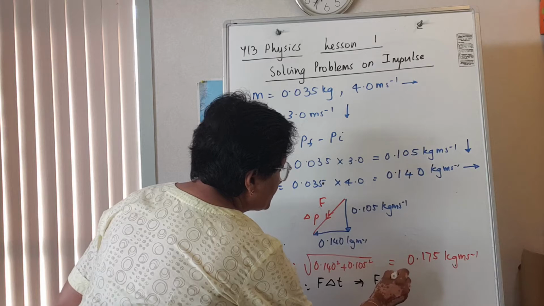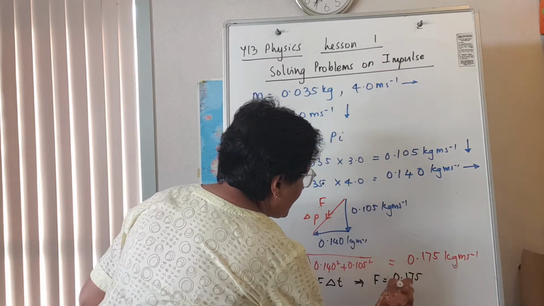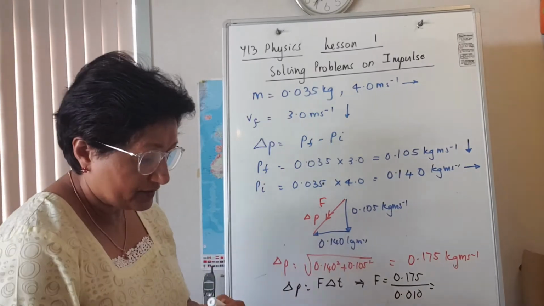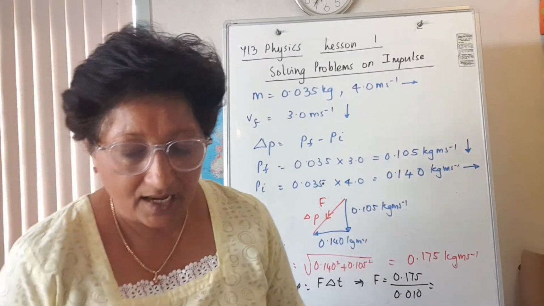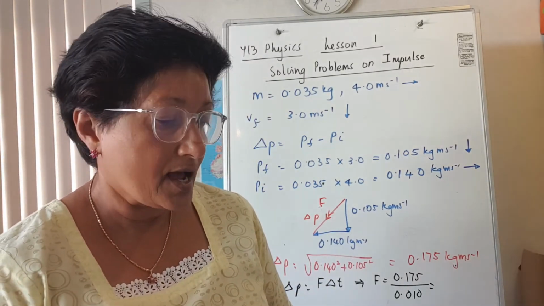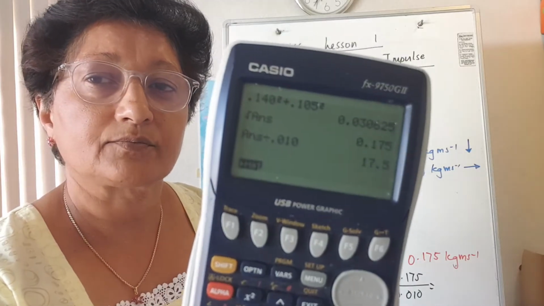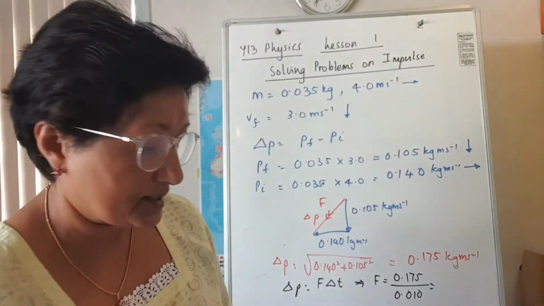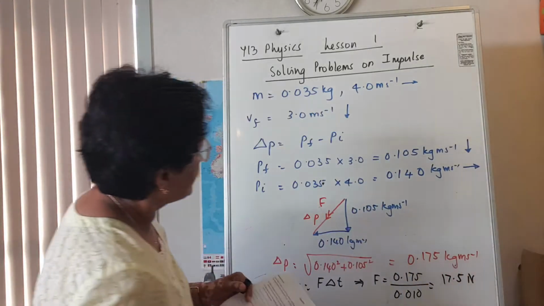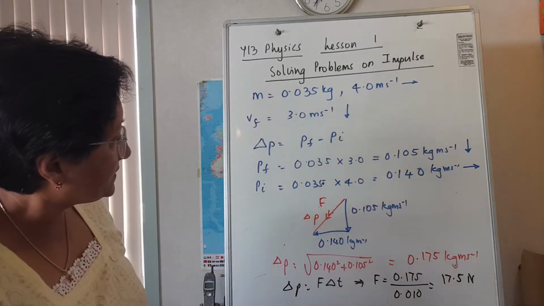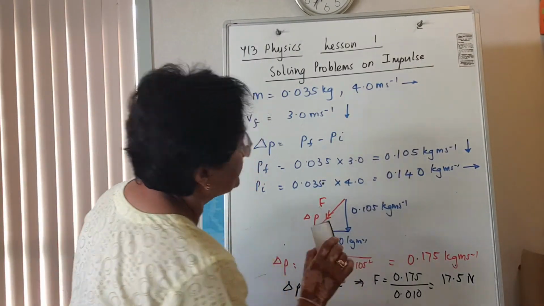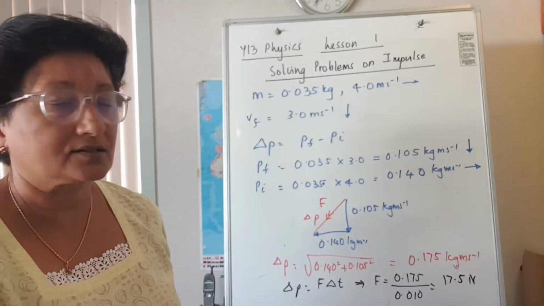So the average force is 0.175 divided by 0.010. So if I divide the answer that I got by 0.010, I end up with 17.5 newtons. So that's the answer to this one. Okay, now the second one, so you can pause the video there and just do this working.